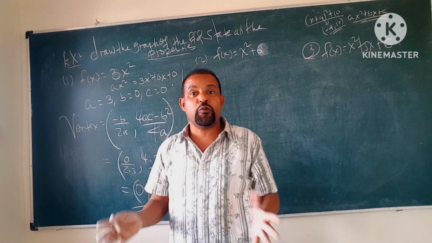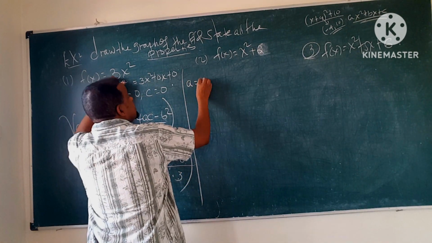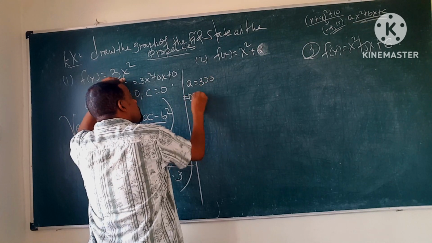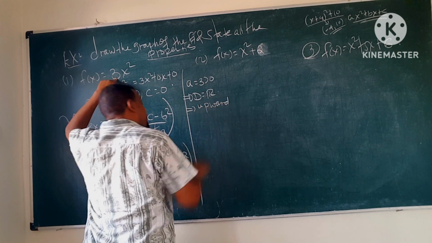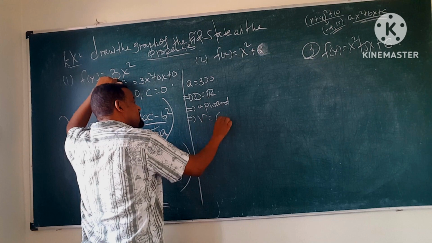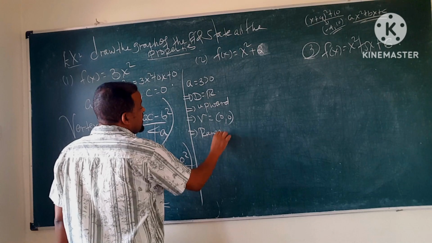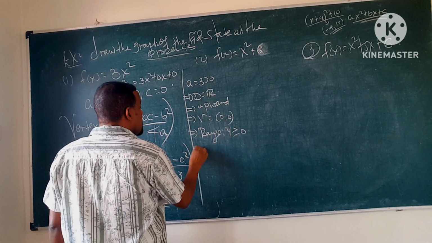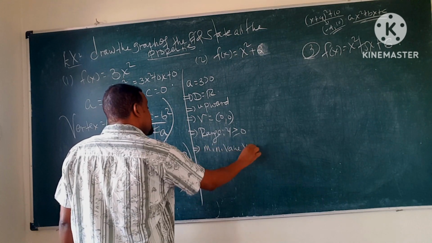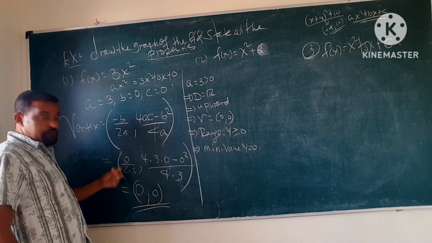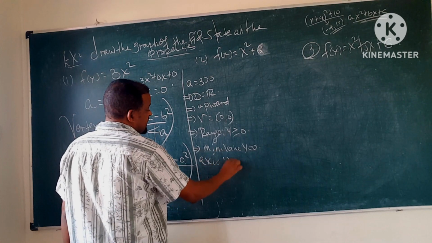So what we stated for case 1, all the properties, apply here. What are the properties now? What is a? a is equal to 3, which is greater than 0. So look, the domain is all real numbers. The parabola is an upward parabola. The vertex is (0, 0). What about the range? Our range is y greater than or equal to 0, and the minimum value is y equal to 0, which occurs at 0 only. And finally, what is our axis? Our axis is x equal to 0, the vertical line.